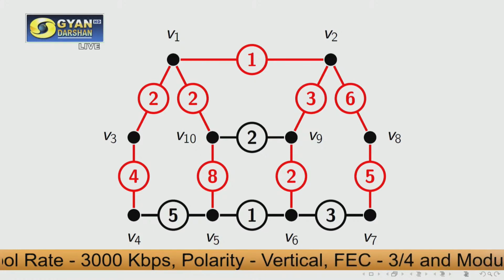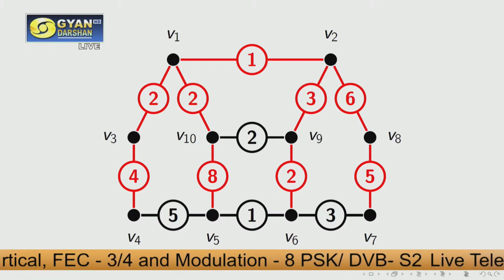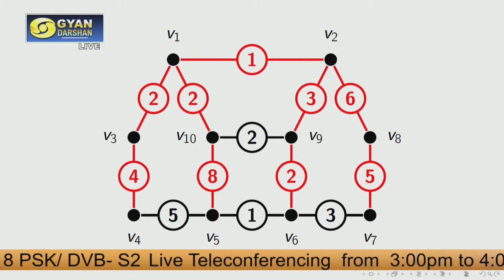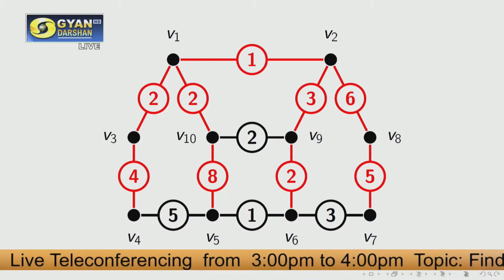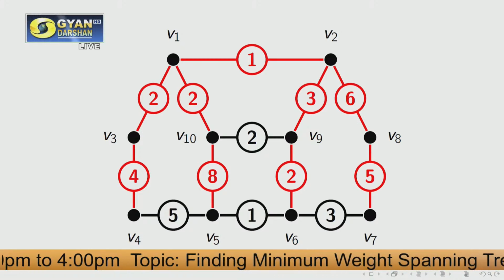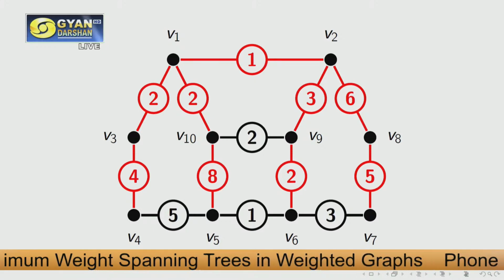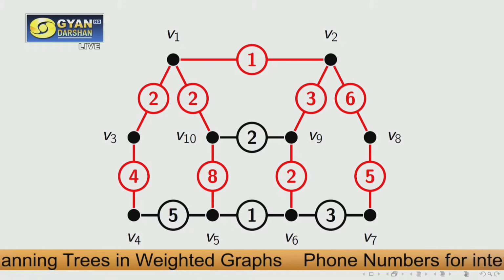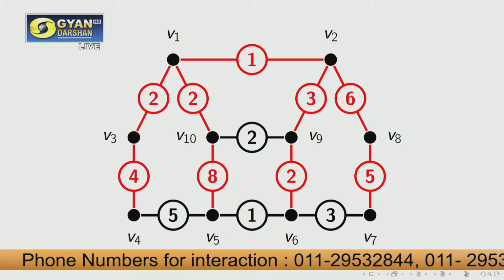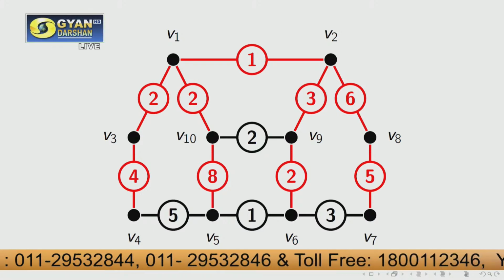But the problem here is not of finding just a spanning tree. We have to find a spanning tree with minimum possible weight. Okay, now what does that mean? You can see that the weights are there on the edges. So if you add up the edge weights on all the edges of the spanning tree, you will get some number. That number is called the weight of the spanning tree. Now our aim is to minimize that total weight. So now the question is, does this tree have minimum possible weight?